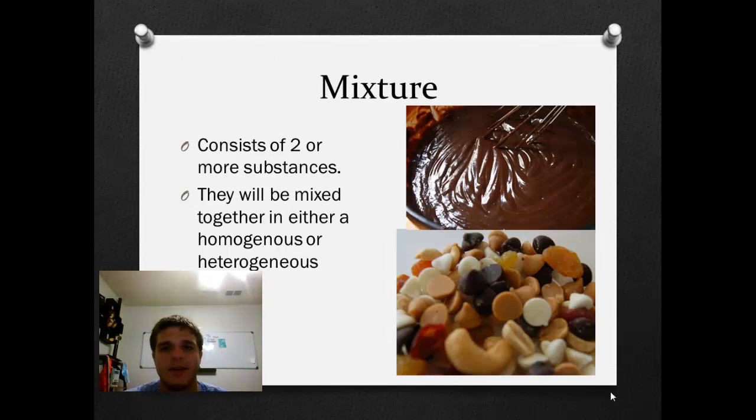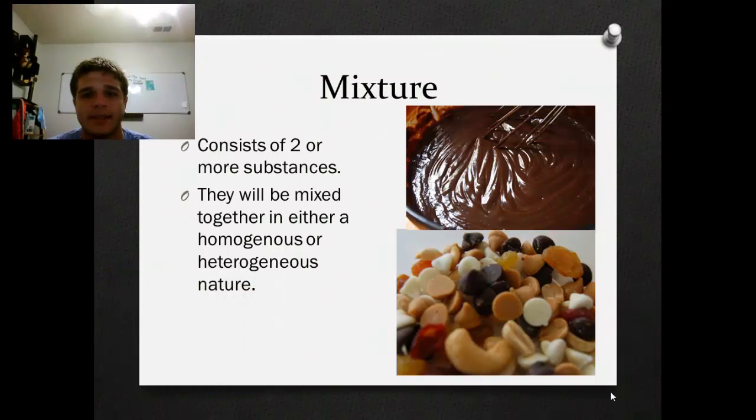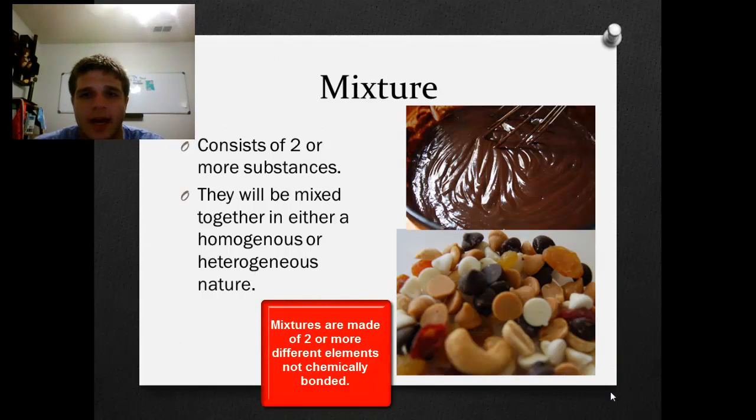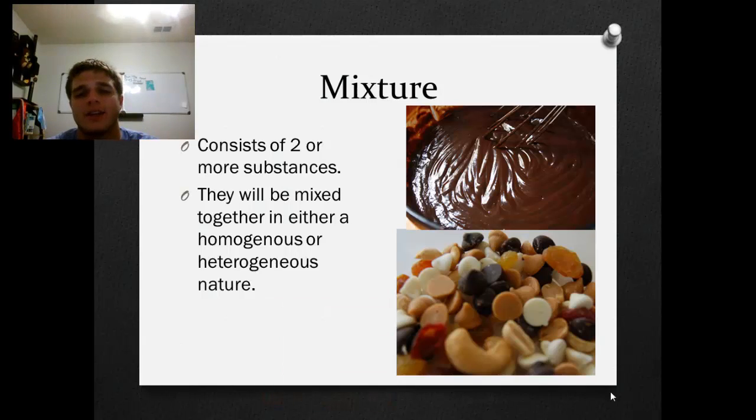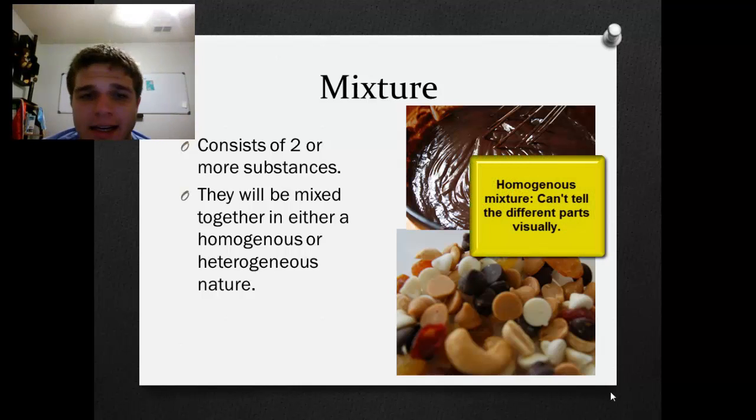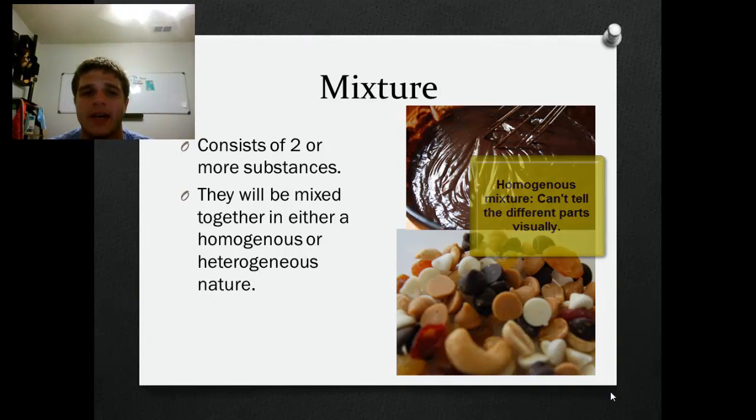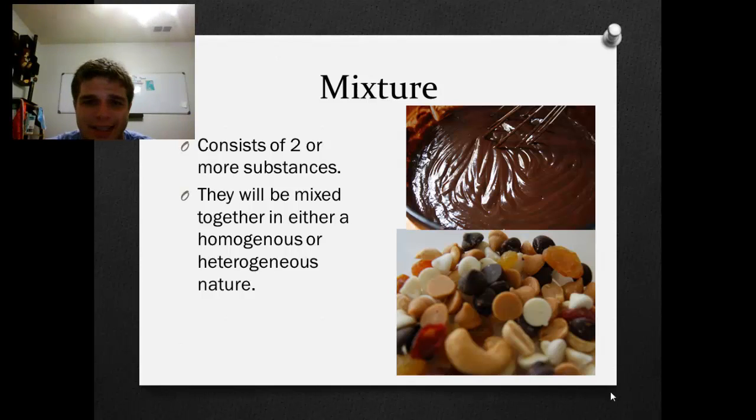The next thing is going to be a mixture. That's when you take two substances and put them together. You don't react them chemically, you just have them sitting close to one another. So a mixture is something like brownie batter, like you see in the first picture, or it's something like the trail mix that you see in the lower picture. Now, the brownie batter is what's called a homogeneous mixture. So that means that it's homogeneously put together and you can't tell the different parts. In a homogeneous mixture, you can't see the different pieces.